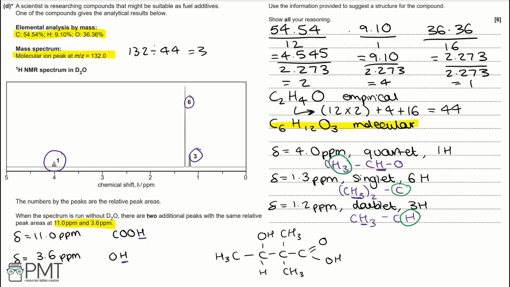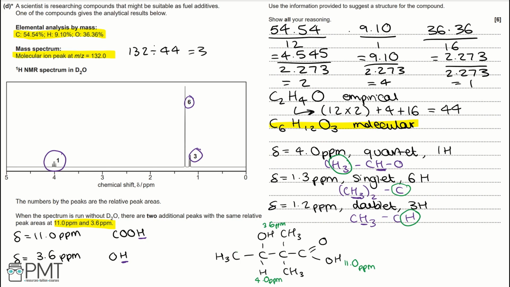So now we can look at the hydrogen peaks and we can label them. So starting with our D2O peaks, we have our 11.0 ppm hydrogen here in our carboxylic acid, and we have the 3.6 ppm hydrogen in this OH group. So then looking at the first hydrogen environment, we have this quartet. So this quartet is going to be this hydrogen here, at 4.0 ppm, because it's connected to our CH3, so we're going to have a 4 hydrogen splitting pattern.